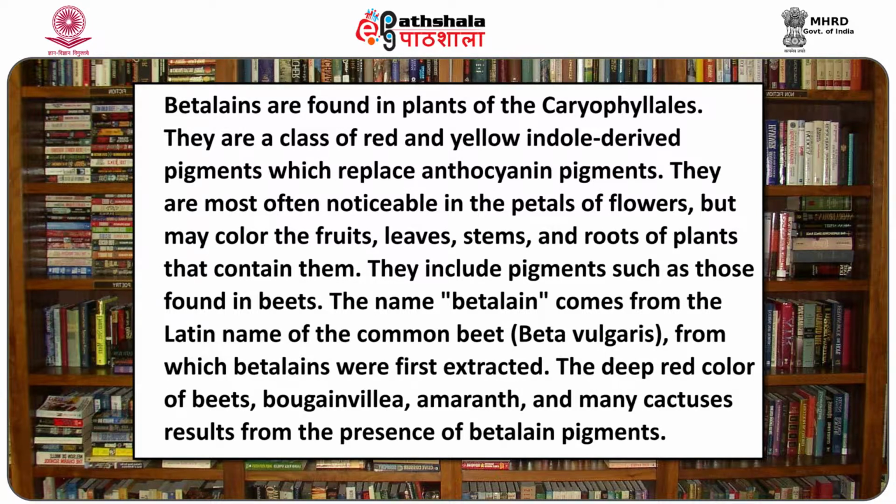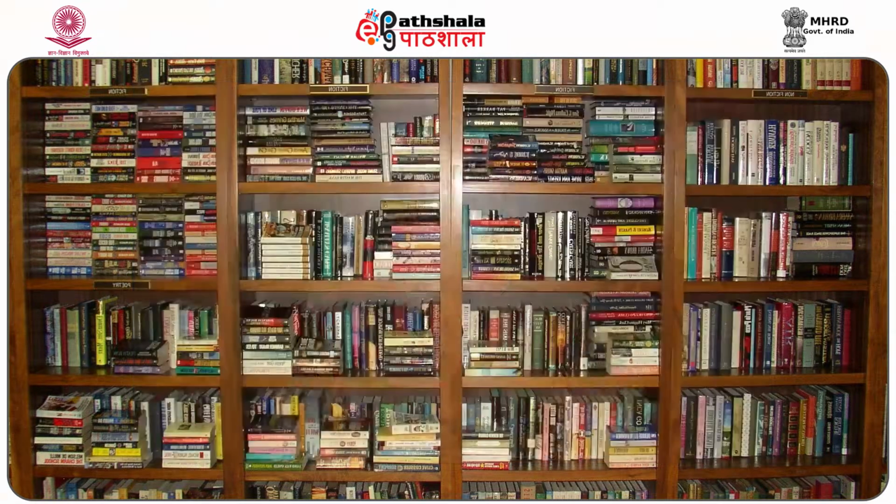The name betalain comes from the Latin name of the common beet, from which betalains were first extracted. The deep red color of beets, bougainvillea, amaranth and many cactuses results from the presence of betalain. The particular shade of betalains is red to purple, which is distinctive. It is different from the anthocyanin pigment found in most plants. Two pigments, betanin and vulgaxanthin, belong to the betalain group of colors. These colors do not only exist in beetroot but also in several other plants and mushrooms. Except beets, none of these are important as food sources.